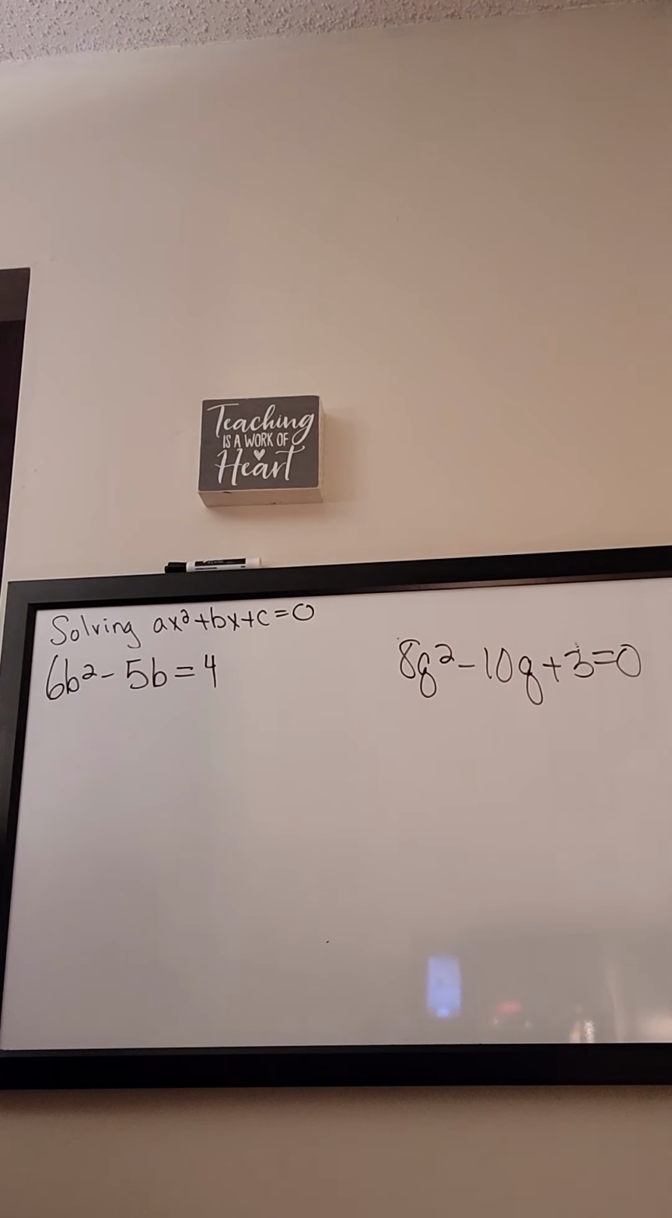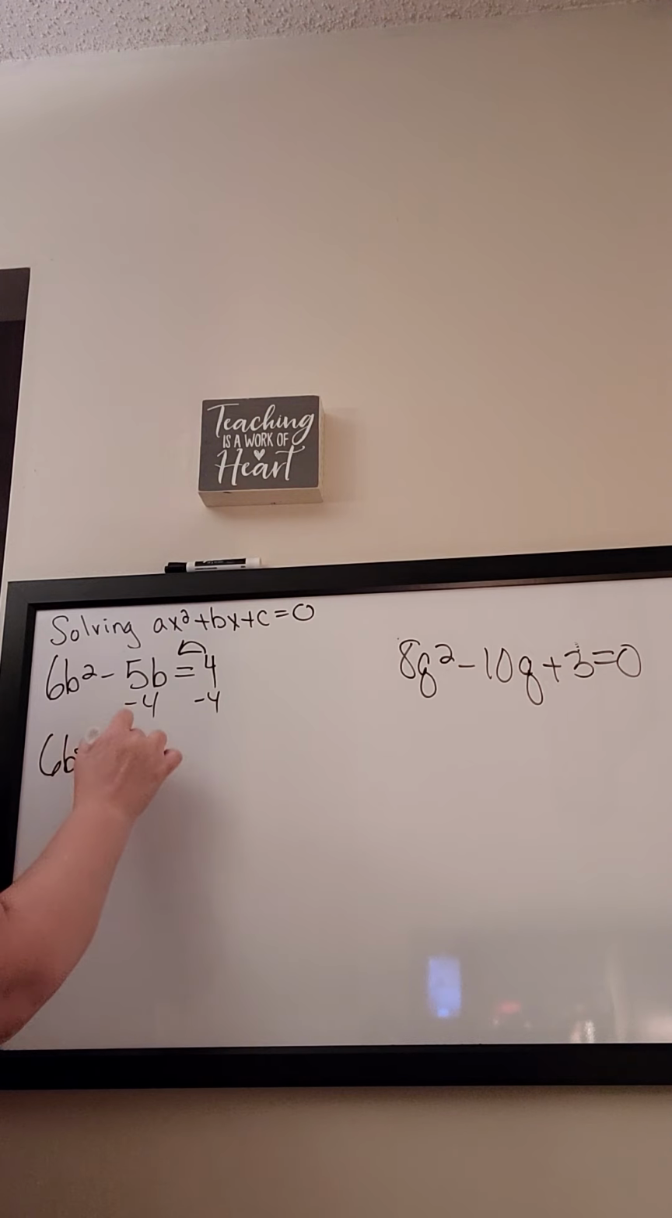Okay, we're going to solve these by factoring, and I'm going to try to use all three methods. First, I'm going to use the X box method. To start, we need to put this in standard form by subtracting 4 from both sides. So I end up with 6b squared minus 5b minus 4 equals 0.